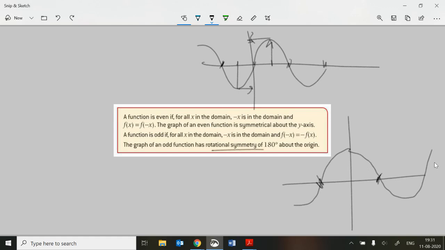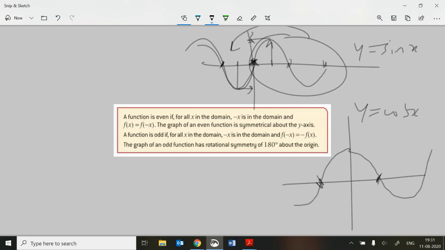Okay, and there's also this rotational symmetry of 180 degrees. So let's take this and spin it 180 degrees either way round, and you should get this pattern once you've spun it around. And this one, of course, is your cos function. So this was sine x, or f of x equals sine of x. And this is y equals cos of x, or f of x equals cos of x. And again, it's giving us a height of 1 there. And this one, of course, you can see is an even function.